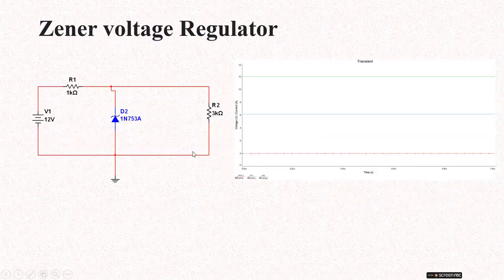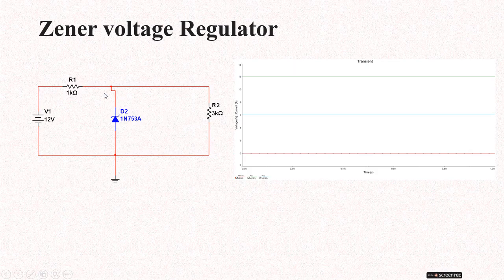Let's see the circuit I am using for demonstration purposes. In the circuit, we are using a 12 volt DC source and resistors R1 and R2, which act as a voltage divider circuit. The Zener diode reference voltage is 6.2 volts. Up to 6.2 volts, it acts as an open circuit, and after this, it allows the voltage levels.